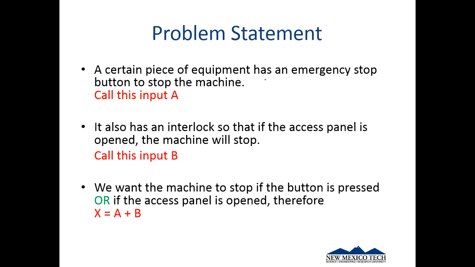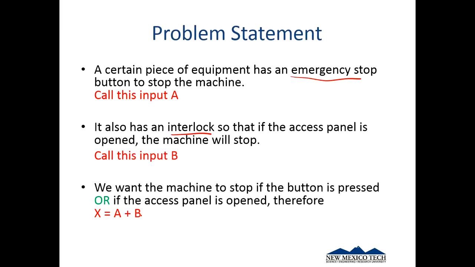So, if we want to stop the machine, obviously, if the emergency stop button is pressed. We may also want to stop it if this interlock is open. So we'll call that input B. But we want to be able to stop it if either one of those things happen. So we can say, well, if A or B, if somebody presses the emergency stop or opens the panel, we need to be able to stop the machine.